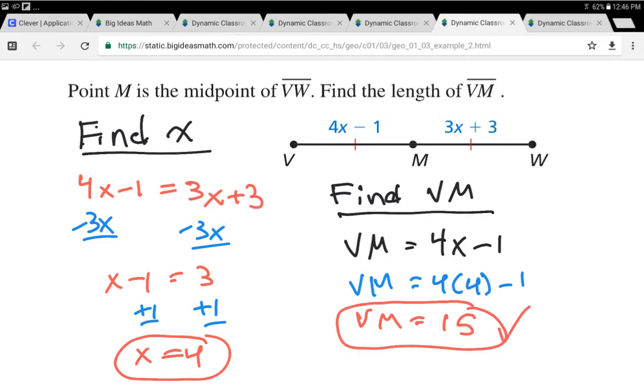One thing to watch out for. On some problems, you might just be asked to find x. You'll be given something like this, and they just say find x. On some problems, they'll want you to find a length. Maybe it's the length of just one part. Maybe it's the length of the entire thing. So pay close attention to what you're being asked to find. You may not have to go through this whole process, or you might have to. Depends.